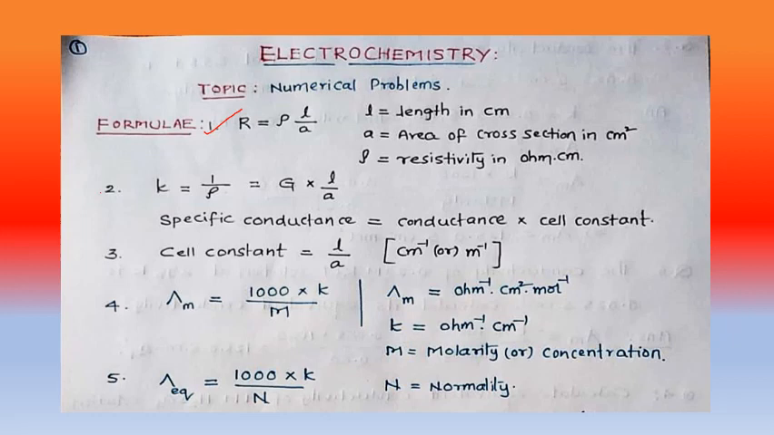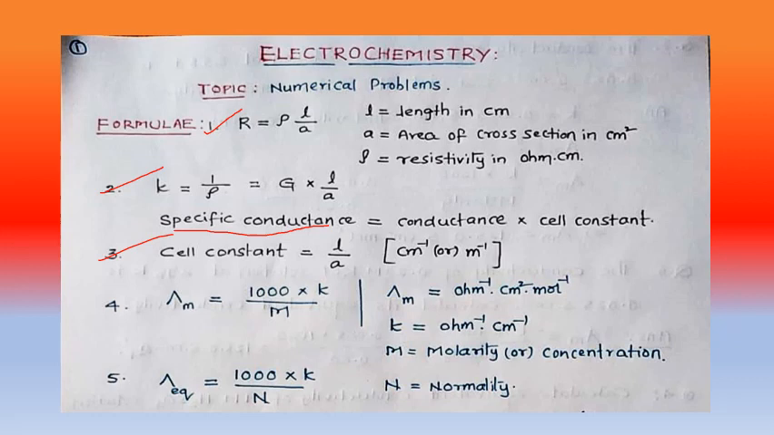Second one, kappa equals 1 by rho equals G into L by A. Here K, kappa, means conductivity or specific conductance. Don't get confused here. Kappa is specific conductance, the other name is conductivity; both are the same. It equals conductance into cell constant, this is the second formula. Third one, cell constant equals L by A.